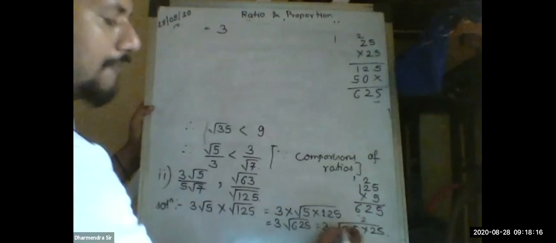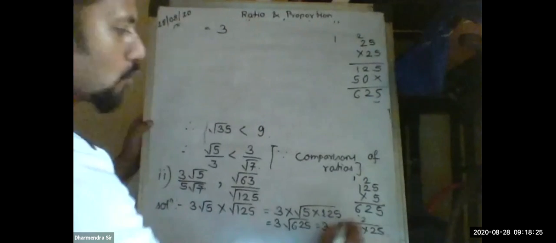So this is 3, and whenever we are having root, under root we are having two terms, so that root converts the two terms into a single term. So root of 25 into 25 will convert it into 25. So the answer is 3 into 25, which is 75. See, we got it as 75, that is A into D.